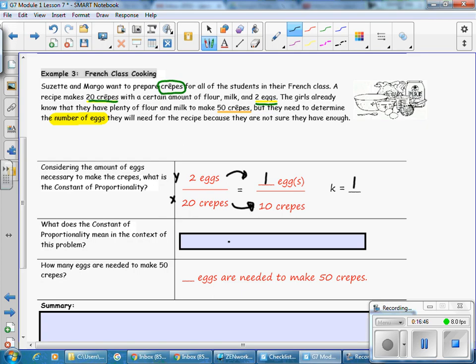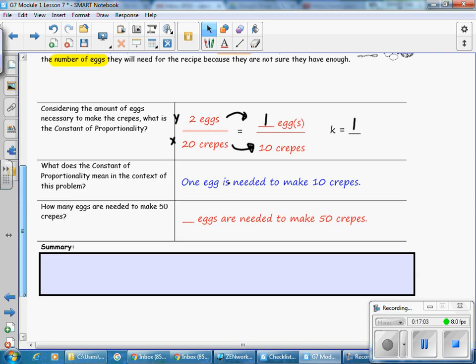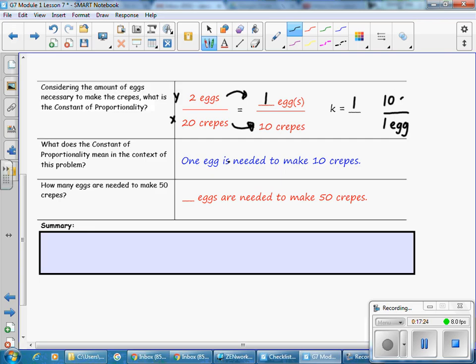The constant of proportionality in this case means that 1 egg is needed to make 10 crepes. What does the constant of proportionality mean in this problem? 1 egg for 10 crepes. So this is set up a little bit differently than we've done some of the other problems in terms of the numerator and the denominator. Normally, when you're talking about the constant of proportionality, we would have the second quantity being what we want 1 of. So you will need 1 egg for 10 crepes.